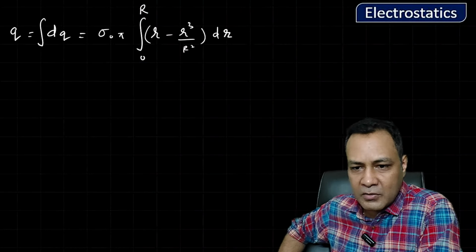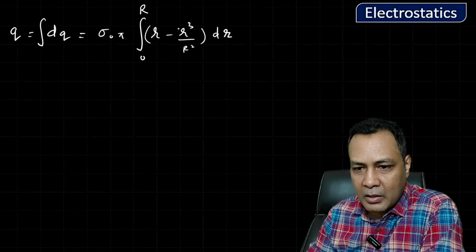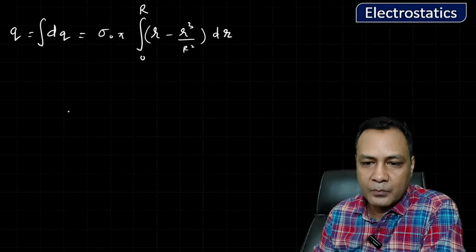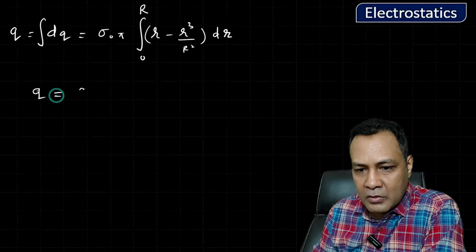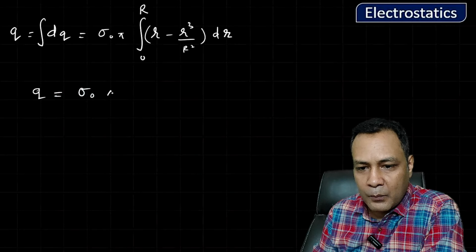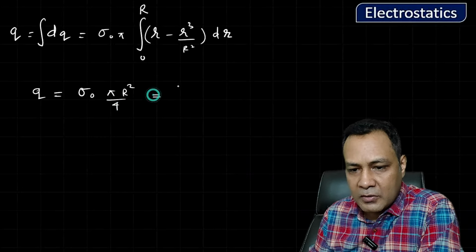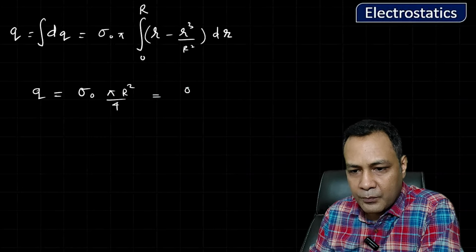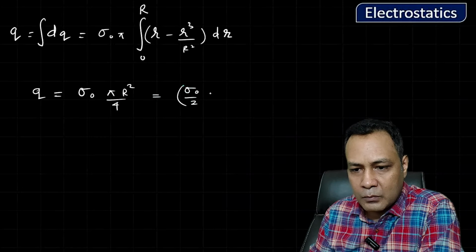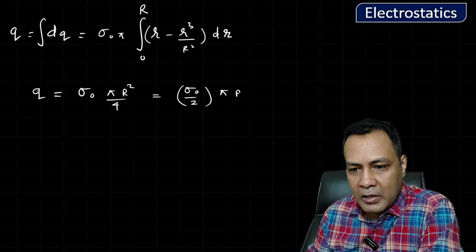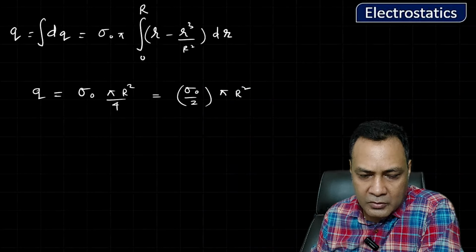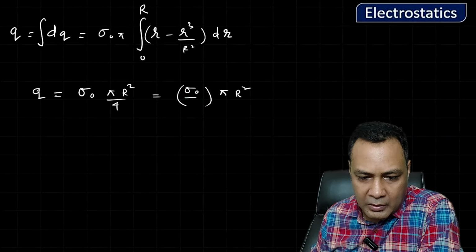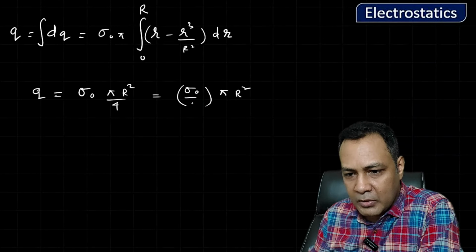And just before we did the same integration, that had come to be R square by 4. So I'll write that. So q total is equal to sigma naught pi R square by 4. So that is sigma naught by 4 pi R square. And let's see the meaning of that thing.